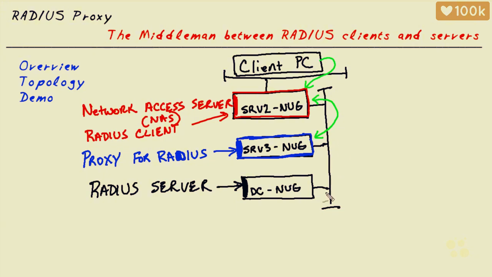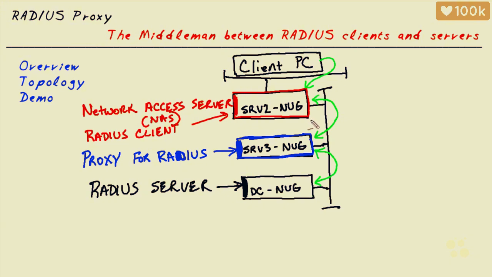And then on the back end, we'll configure server 3 as a client who's making a request over to DCNUG, and vice versa. We'll configure DCNUG and tell it that it has server 3 as a Radius client. And on the connection request policy for server 3, we'll identify that any requests that come in should be forwarded over to DCNUG.